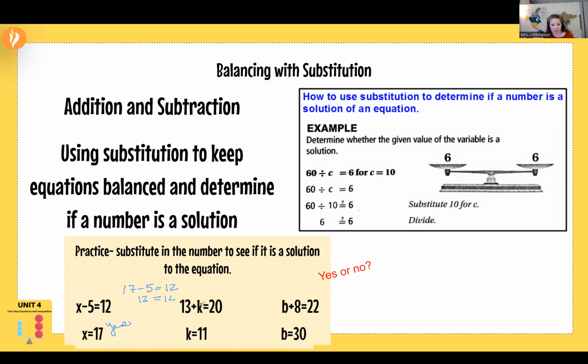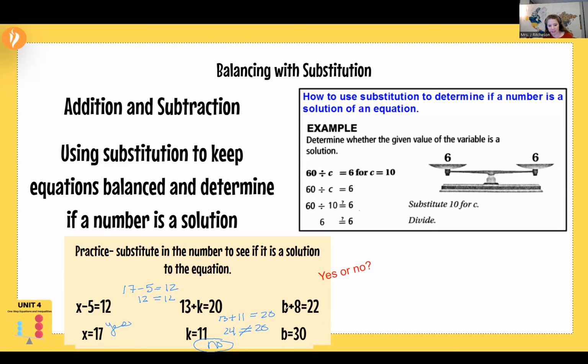The next one, 13 plus k, and they tell us to substitute 11 for k. Well, 13 plus 11 is equal to 20. Is that true? 13 plus 11 is actually 24. So 24 does not equal 20. So that is not a solution. k does not actually equal 11.